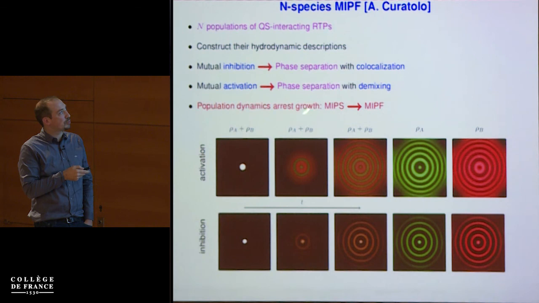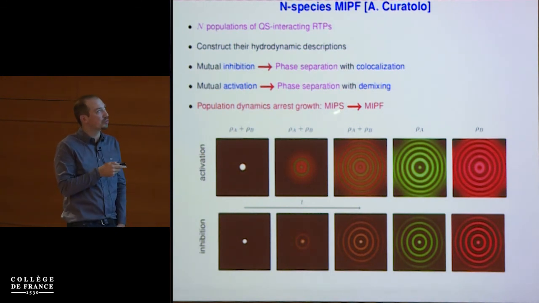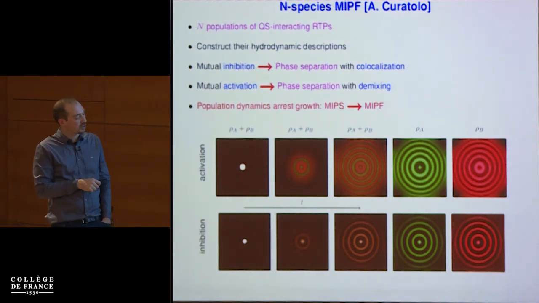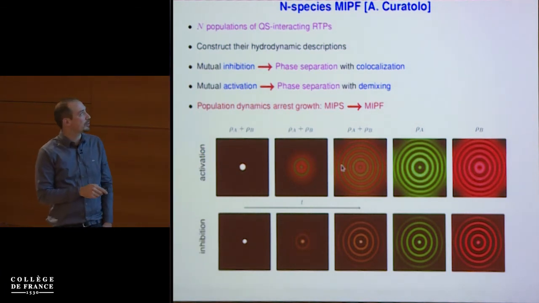And again, when you add the population dynamics, it arrests, or at least slows down, the growth, and you go from motility-induced phase separation to pattern formation. These are simulations of the phase diagram we obtain, and I don't have dynamics for this one.